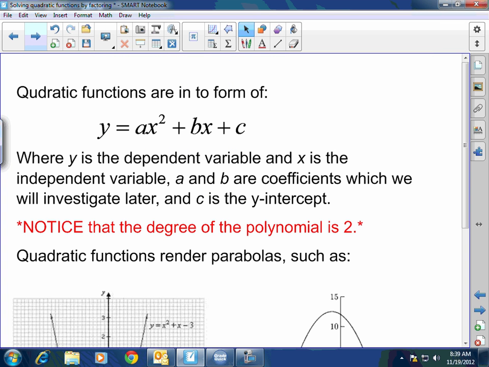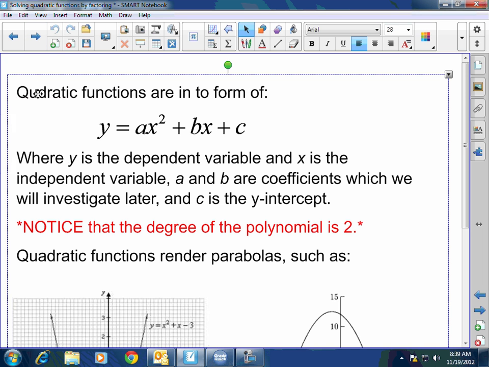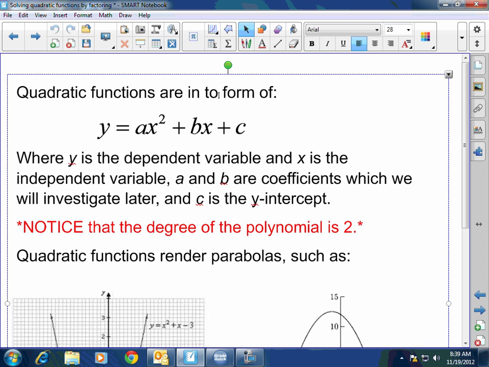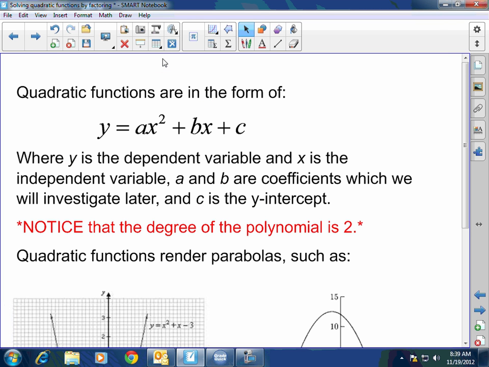Okay, now, not quadratic, that doesn't exist, but quadratic, yes, that does exist. Quadratic functions are in the form of y equals ax squared plus bx plus c. Please don't stress. Please don't stress. I'm going to give you some background information.